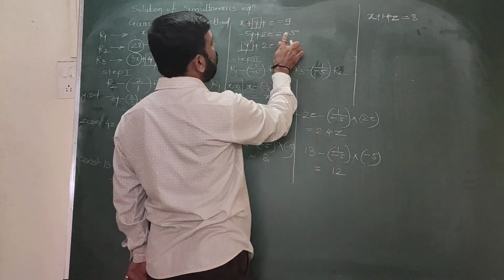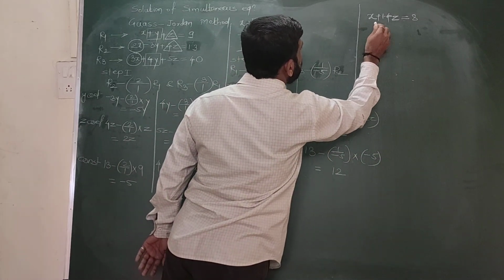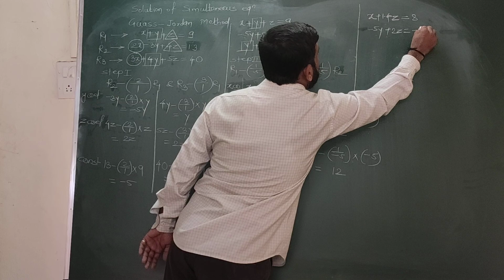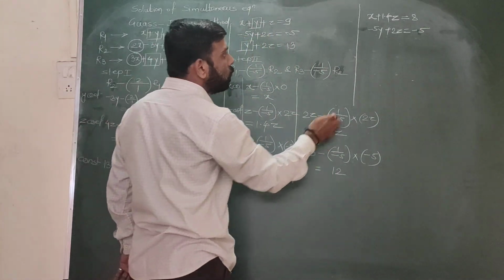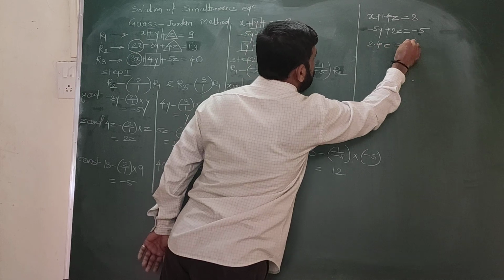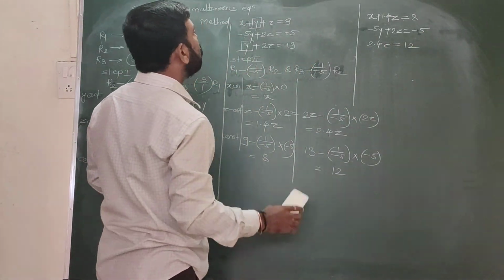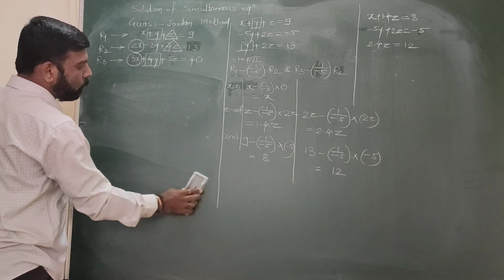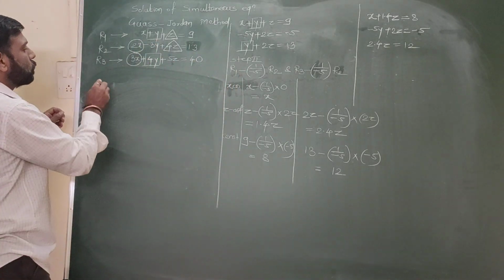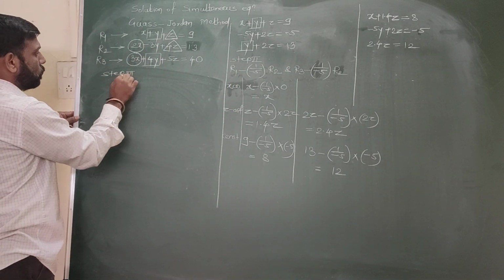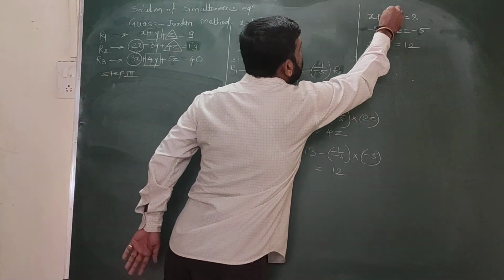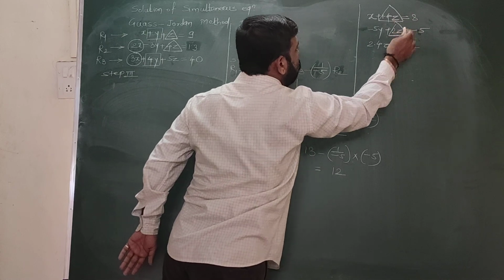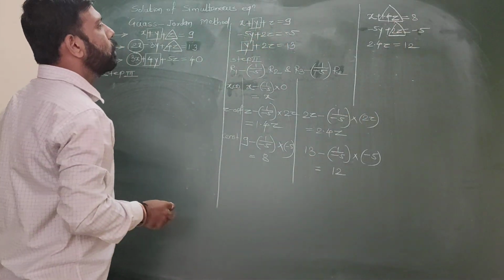Next, second equation, no change: minus 5y plus 2z equals minus 5. Third equation, 2.4z equals 12. So this completes our two steps. Now I am mentioning the third step. In the third step, we have to make these two elements 0 with this z term in the third equation.